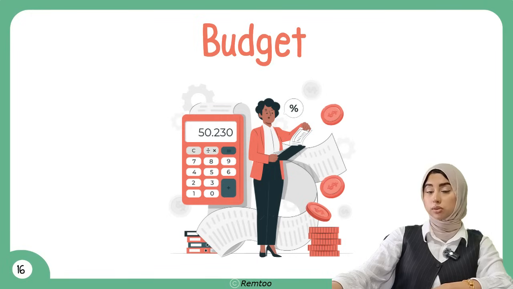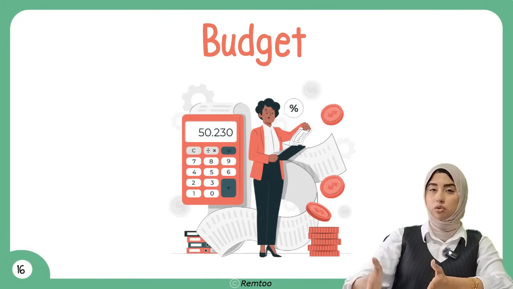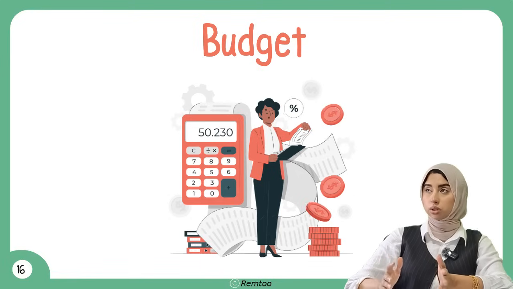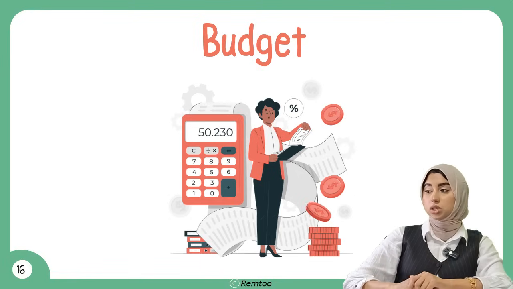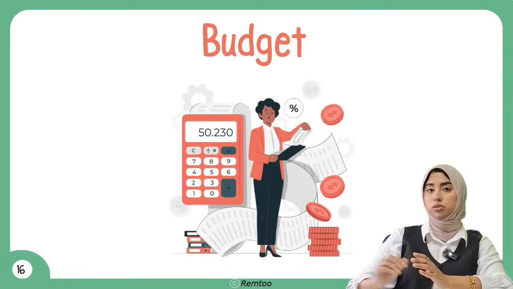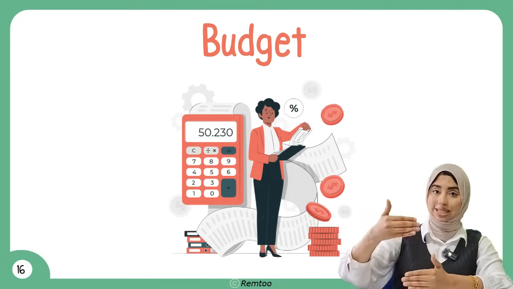Then we have budget. Budget. This is the amount of money you set for something. For example, I want to go shopping or travel to another place, so I set a budget for myself. For example, I will spend 500 during this journey. This is my budget. I will not exceed it.